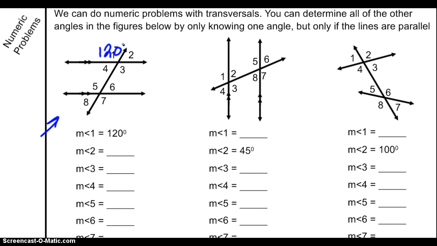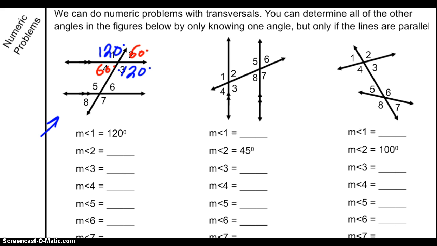Well, what else can I label with that? Well, I know that angle 3 is a vertical angle, and that'll also be 120. And I know that angle 2 is a linear pair, so that's 180 minus 120, that's 60 degrees. And since 4 is a vertical angle, that'll also be 60 degrees.